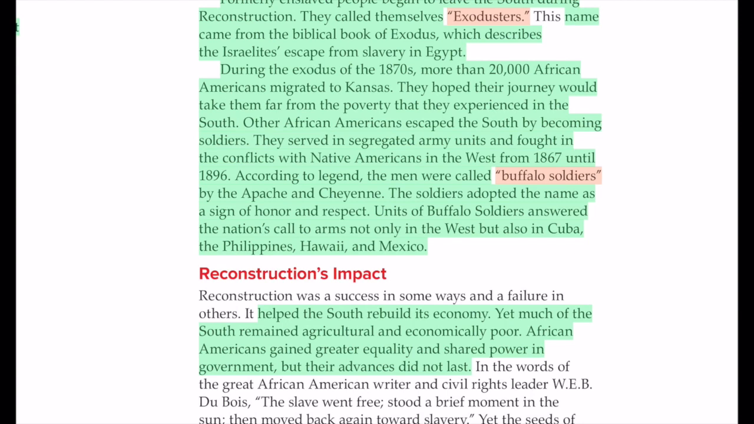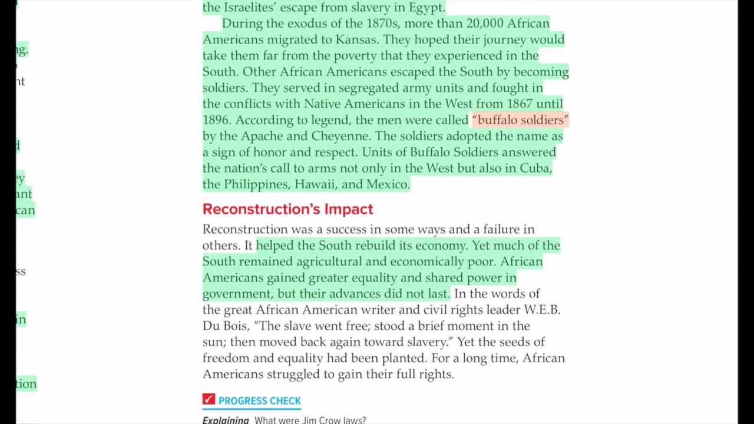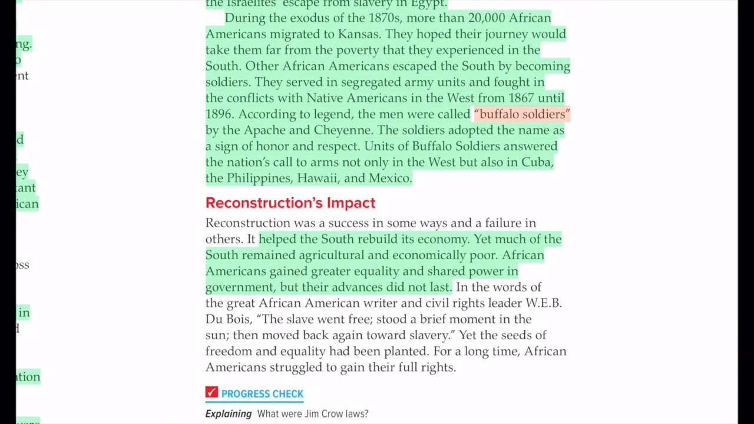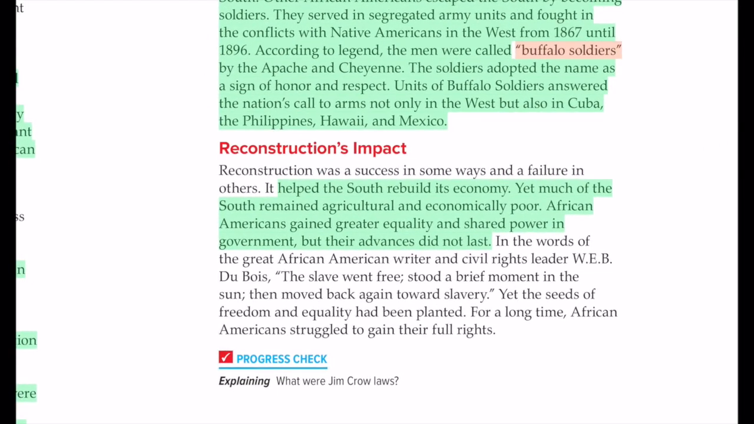We're not sure exactly. Apparently, some of the African Americans maybe kind of looked, in coloring, like the buffalo. I'm not really sure why they called them that, but they did. And then the soldiers kind of took that name on and made it their own. Okay. And so they also served all over the place, not just in those Native American wars. All right, and so that's pretty much it. They just sum it up.